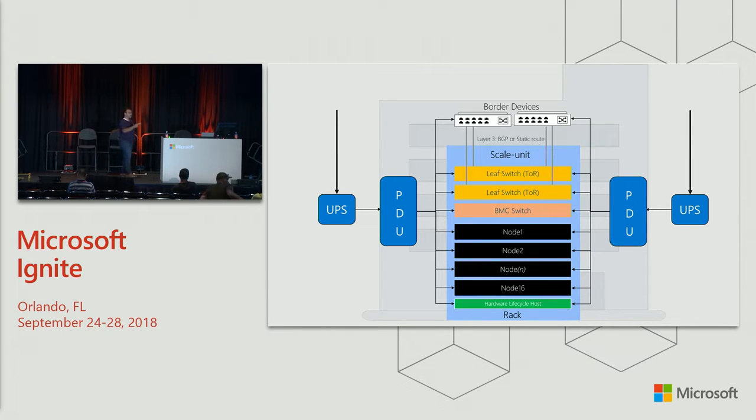This is where you have your top-of-rack switches, your BMC switch, your scale unit nodes, your HLH, the hardware lifecycle host, and this is what we define now logically as a scale unit. So in terms of failures, if this site were to go away, that entire scale unit goes away. If you have multiple scale units, they all go away.